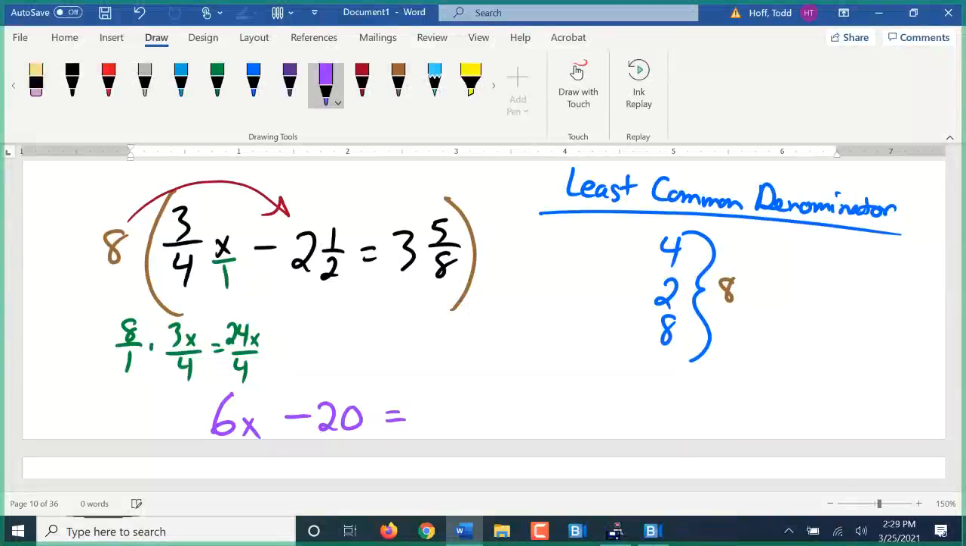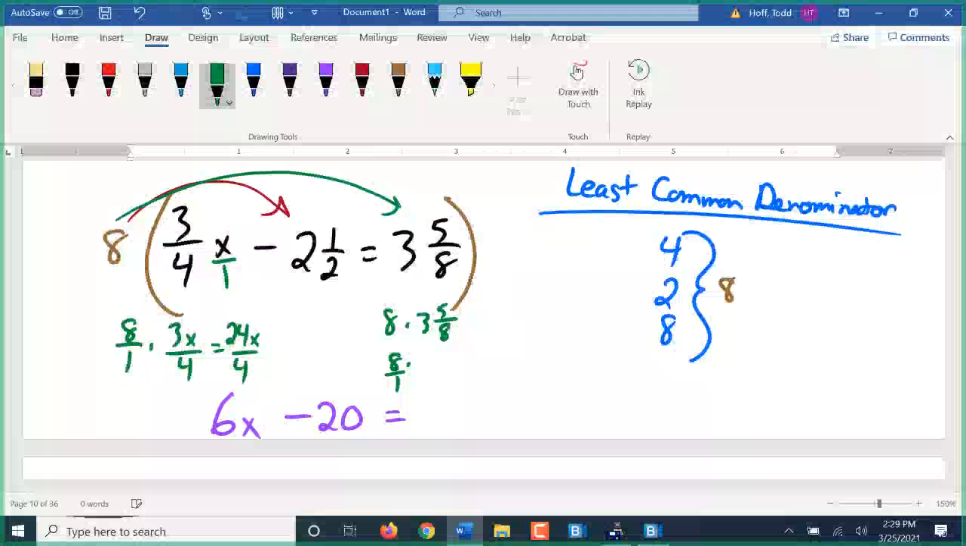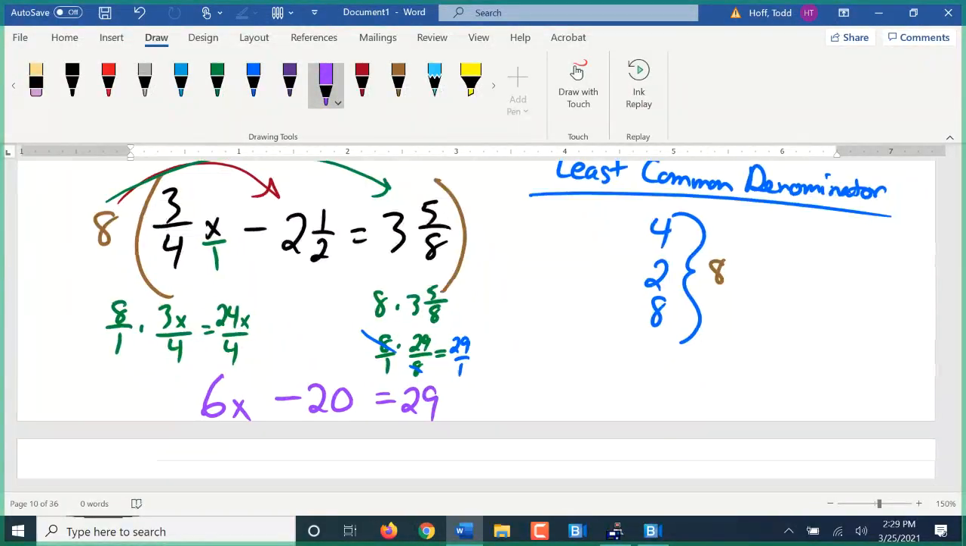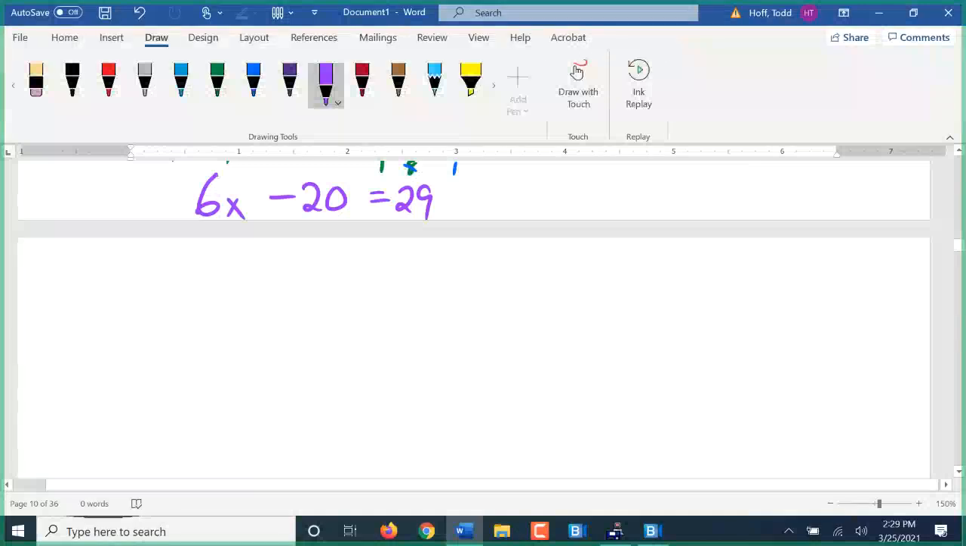Equals 8 times 3 and 5/8. Well, first, the 8 into a fraction is 8 over 1. 3 times 8 is 24, plus 5 is 29 eighths. The 8's cancel out. That's just a 29 over 1, or just 29. And we see that we got this equation where all the fractions are gone. The fractions have disappeared. And we can solve.